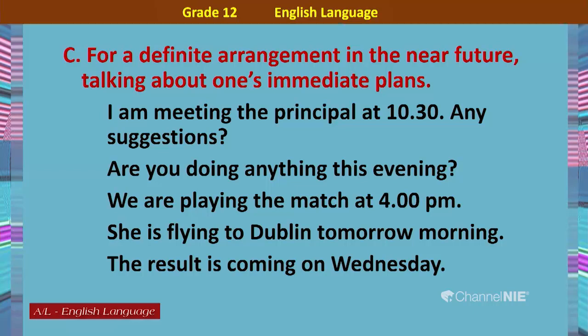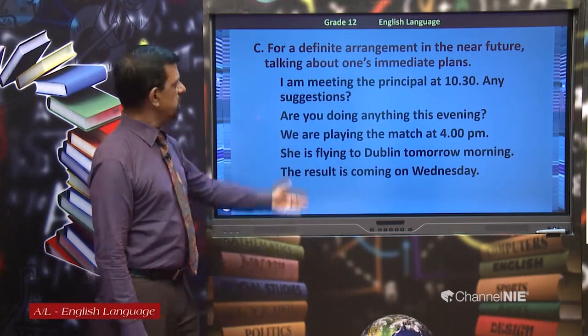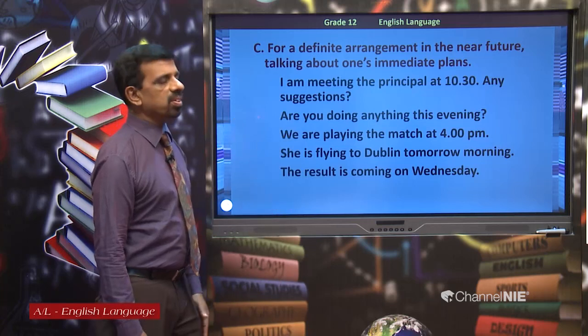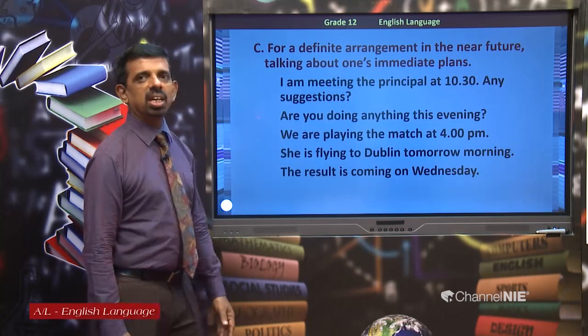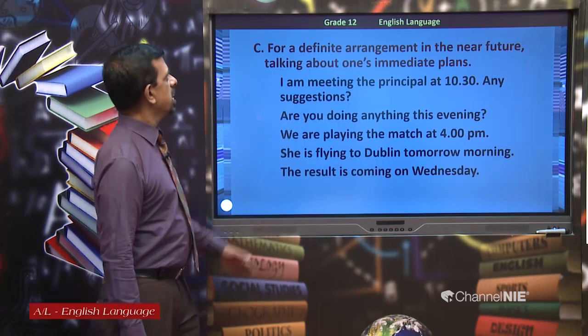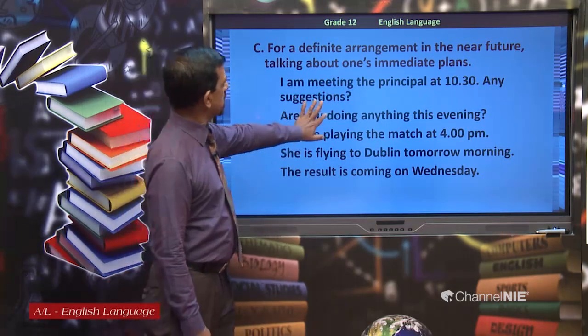I am meeting the principal at 10:30. Question form: are you doing anything this evening? We are playing the match at 4 p.m. She's flying to Dubai tomorrow morning. The results are coming on Wednesday. So the actions are pre-planned and definite, so that we can talk about them using the present continuous form. I am taking 3 subjects for my A-level. I am planning to see my grandparents next month. So this kind of pre-planned, definitely arranged action, we can use the present continuous form and talk about them. So that is the use of C.